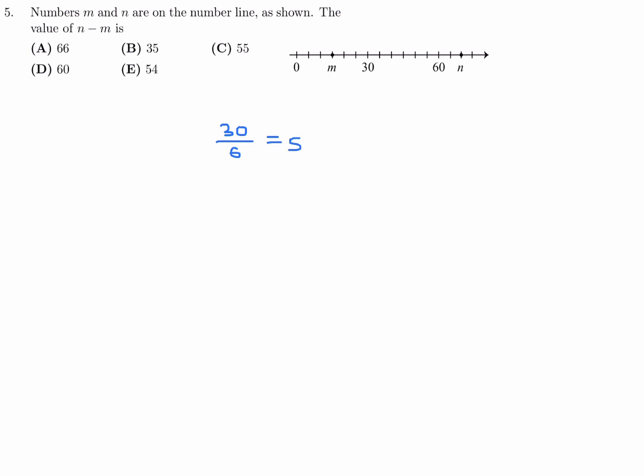So each of those small segments has a value of 5, so that means from here to here, we're going another 10, so n is equal to 70. And going back from 30, 5, 5, and then 5, we're going back 15 from 30, so m is 15. So that means n minus m is 70 minus 15, and that is 55. So number 5, the answer is C.